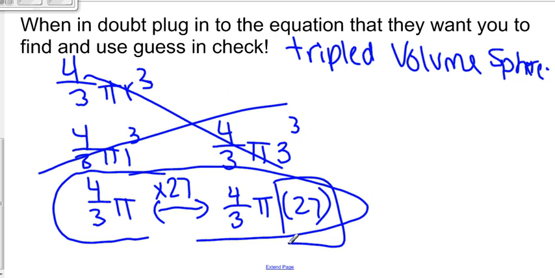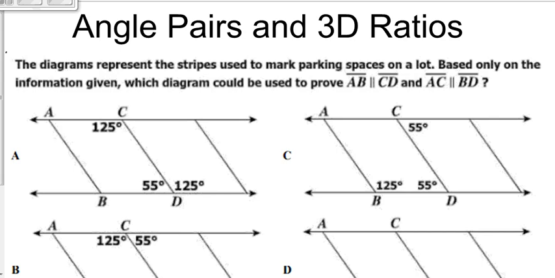All right, so let's look at a few examples. The diagram here represents the strips used to mark the parking spaces on a lot. Based only on the information given, I would like you to prove that AB is parallel to CD and AC is parallel to BD. Please realize that these lines here in the middle do stand for parallel.